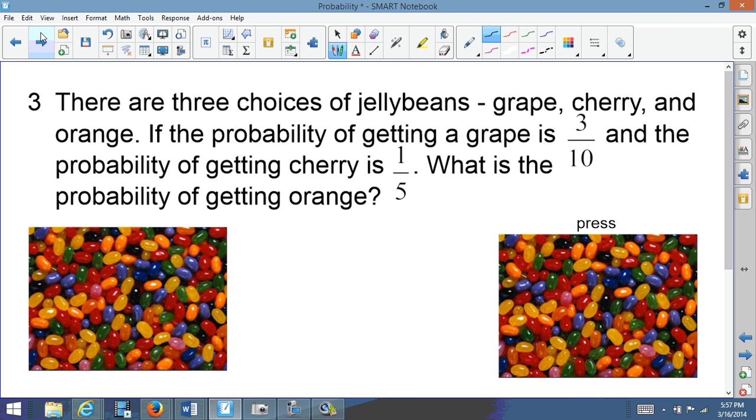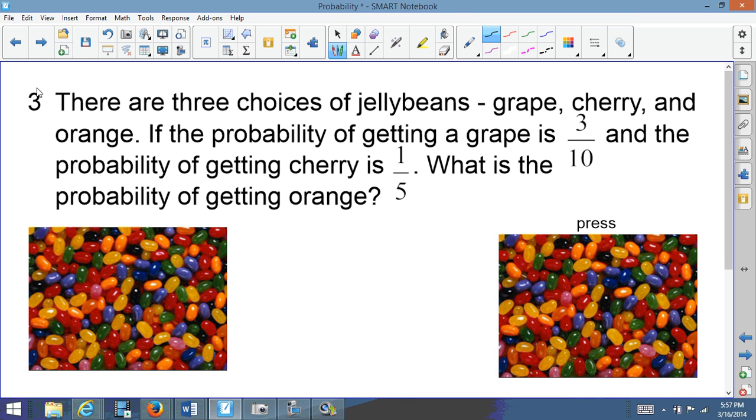Here's our first question. There are three choices of jelly beans: grape, cherry, and orange. If the probability of getting a grape is 3/10 and the probability of getting a cherry is 1/5, what is the probability of getting orange?